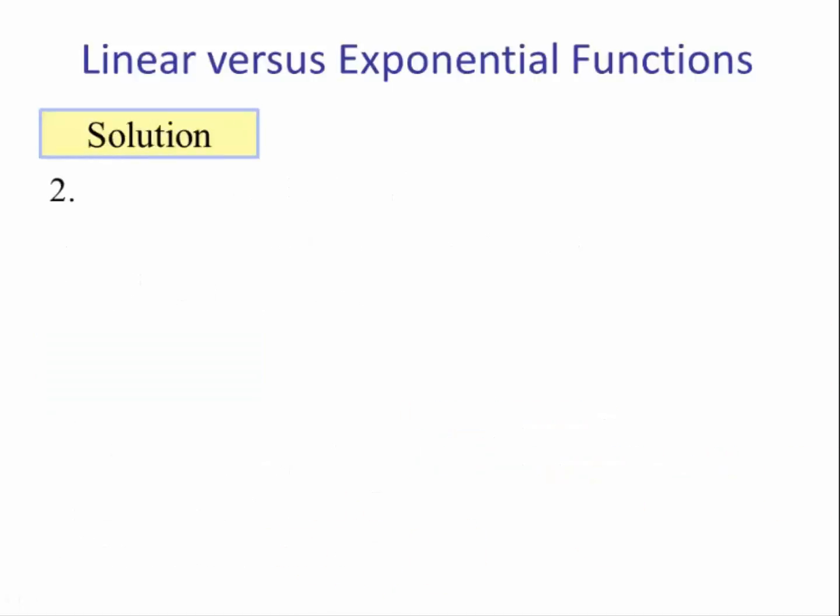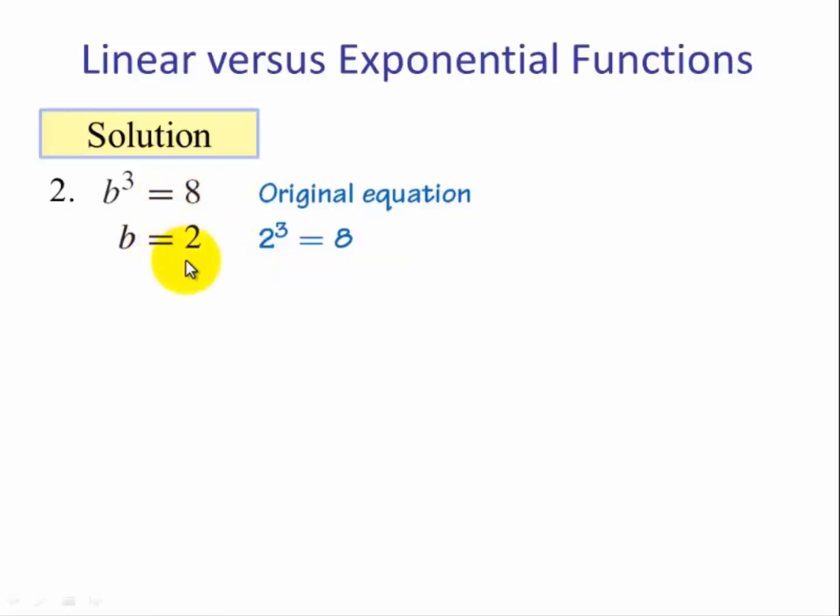Number 2, b to the third power equals 8. What number do I cube to get 8? If we raise both the left-hand side and the right-hand side to the 1/3 power, 8 to the 1/3 power is 2. And of course 2 cubed is equal to 8. Now -2 is not a solution because -2 times -2 times -2 gives me -8, not +8. So this only has one solution.